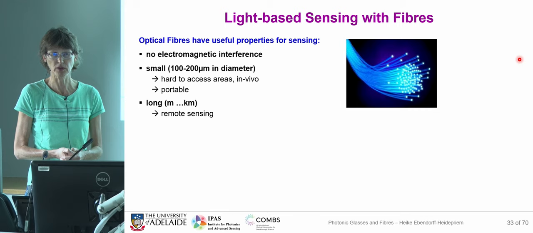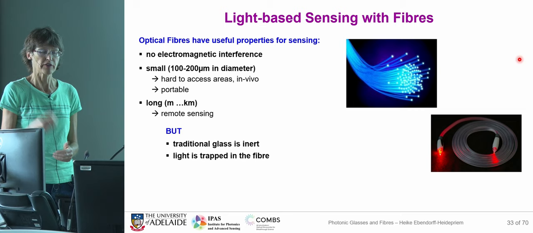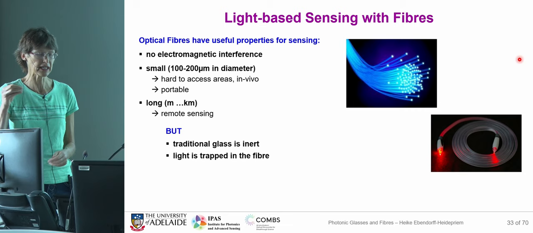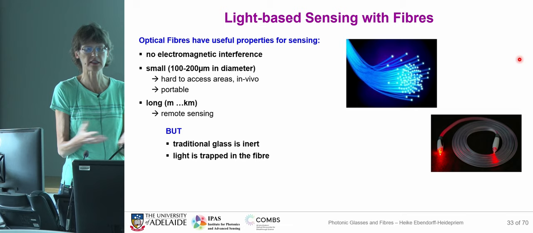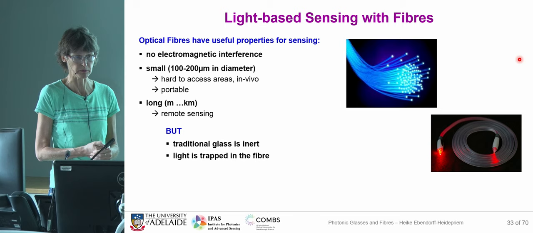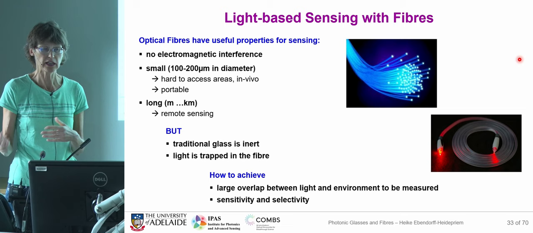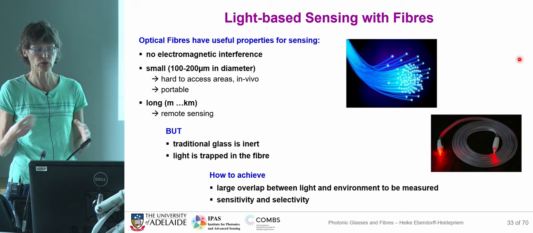The challenge is that traditional glasses are inert to the environment, and in traditional fibers with a solid core surrounded by a solid cladding, the light is really trapped in the core and is not affected by the environment. And that's important for telecommunication fibers, because the light should be transported from one location to the other without being disturbed by the environment. And so therefore, to use fibers for sensing, it's important to add functionality via coatings, and also to achieve a large overlap between the light and environment through certain structures.